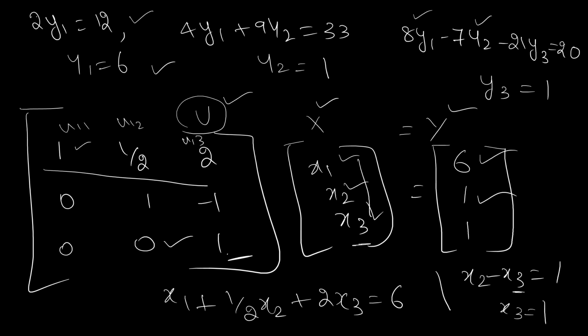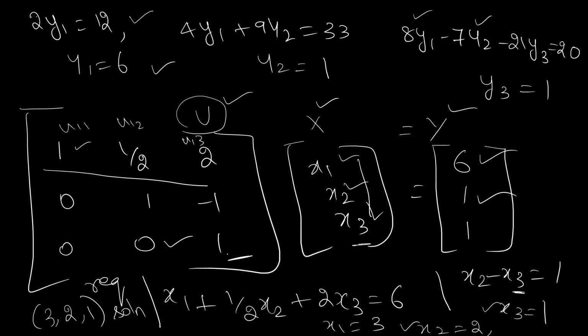If I substitute x3 as 1 here, what will I get? x2 minus 1 is equal to 1. So x2 will become 2. So x3 is equal to 1, and we got x2 as 2. Substitute x3 and x2 in this equation, and you will get x1 as 3. So this is your solution. What is your solution? 3, 2, 1 is the required solution. Hope you understood. Practice more problems. Thank you.